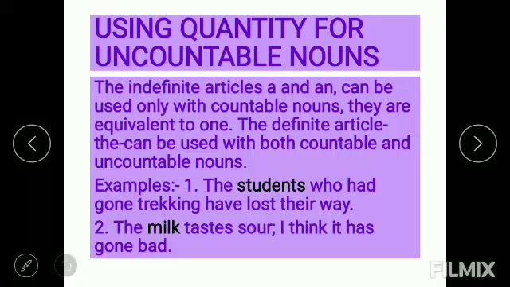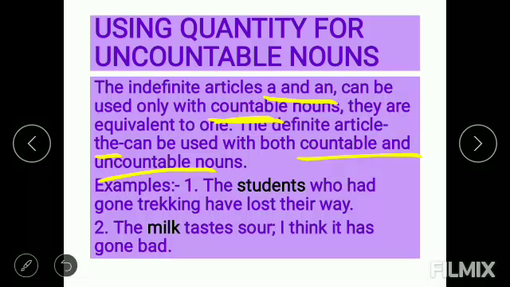Then the indefinite articles a and an can be used only with countable nouns. They are equivalent to one. The definite article the can be used with both countable and uncountable nouns. So here the articles like a and an can only be used with countable nouns, but the article the can be used with both countable and uncountable nouns.